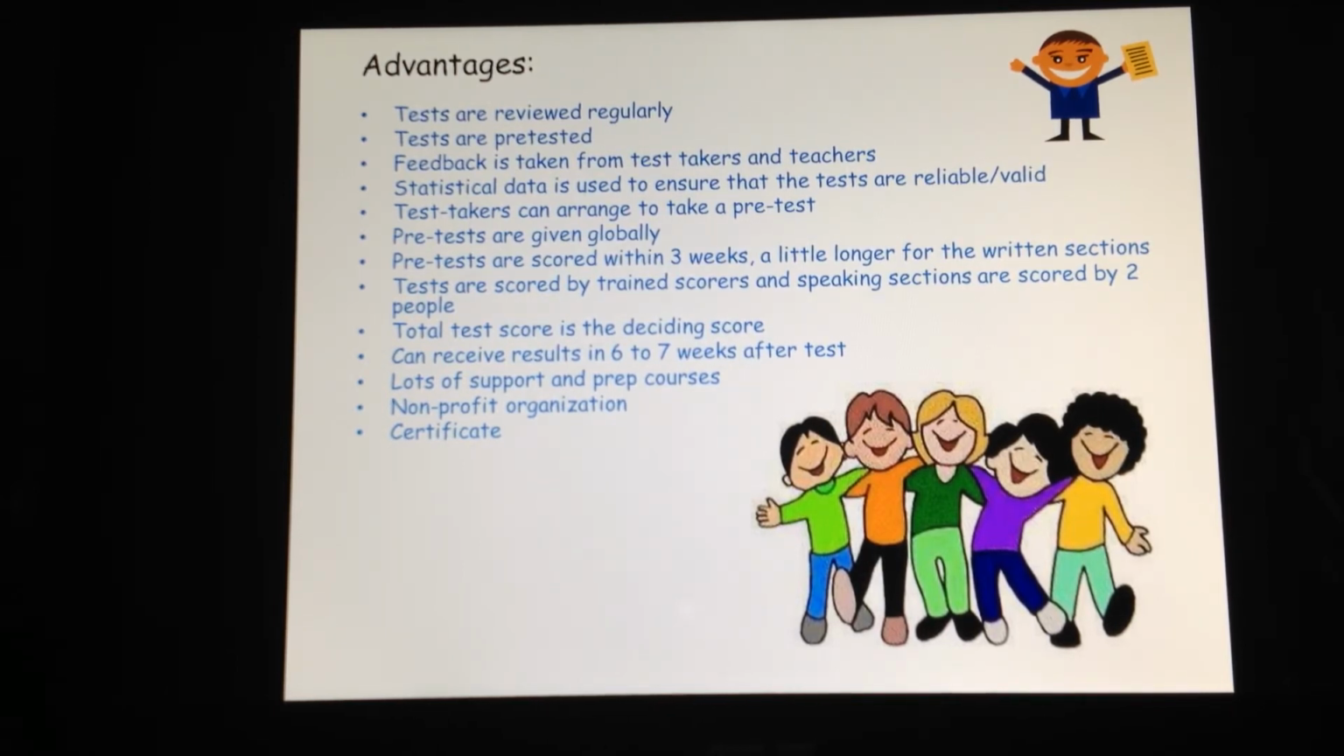Another advantage is that you can receive the results in 6 to 7 weeks after the test, and there are lots of support and prep courses for the Cambridge English exams. And something I didn't know that I learned is that Cambridge English is actually a non-profit organization, although the tests are administered through test centers, and those test centers probably are for-profit. And then the last advantage is you get a certificate, which is kind of nice. It's recognized in lots of different countries, although I'm not so sure about the US.